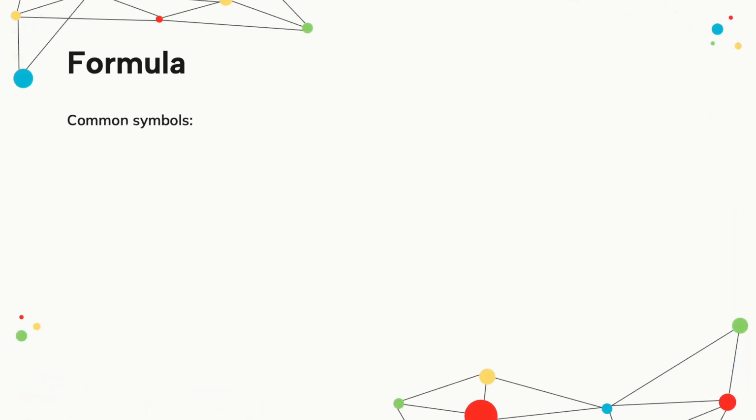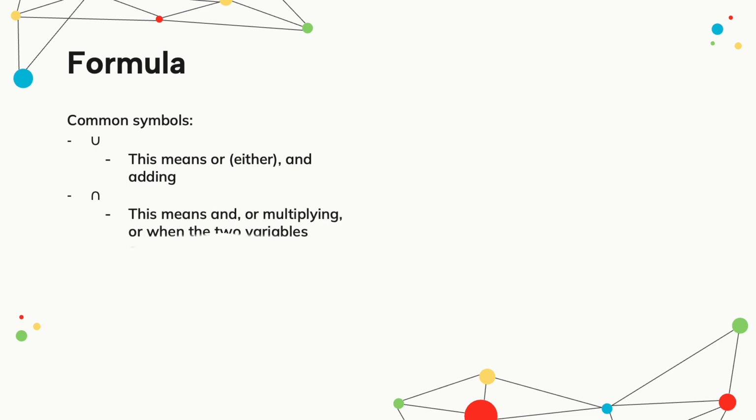So, the general formula. First, you have to talk about the common symbols that we're going to use. You have this little thing that looks like a U, and this symbolizes "or", or that you're adding something together. So it could be, what is the probability of something being a cat or a dog? Then you'd have the probability of cat U dog, and that signifies that you're adding the probability of being a cat to the probability of being a dog. The other symbol commonly used is this little thing that looks like an N, and that means multiplying.